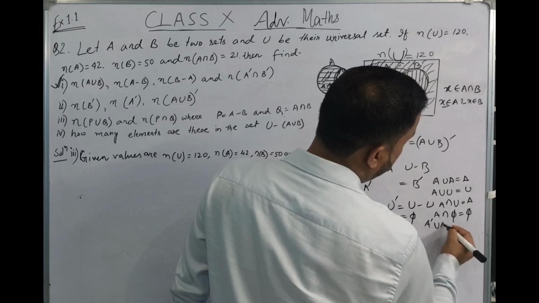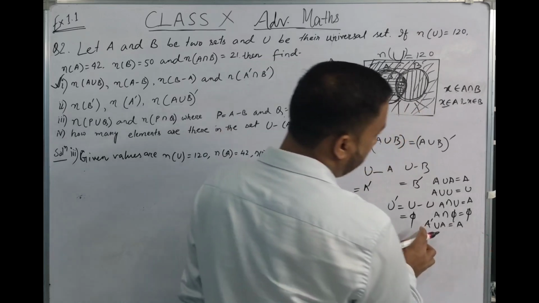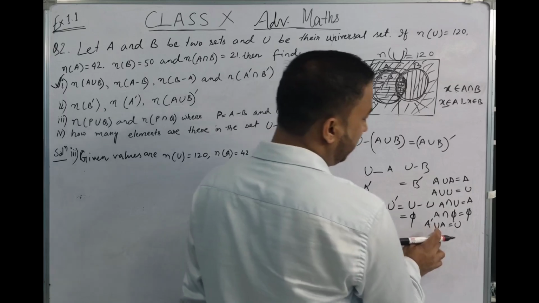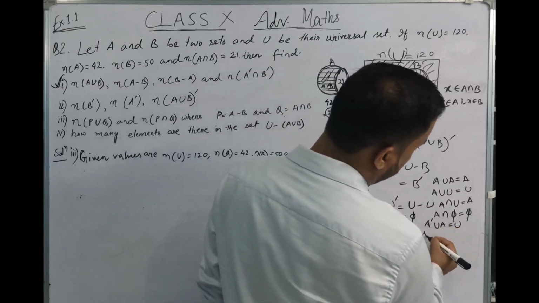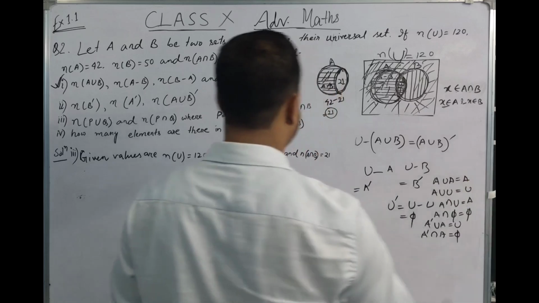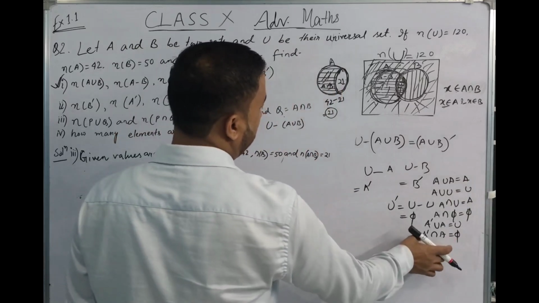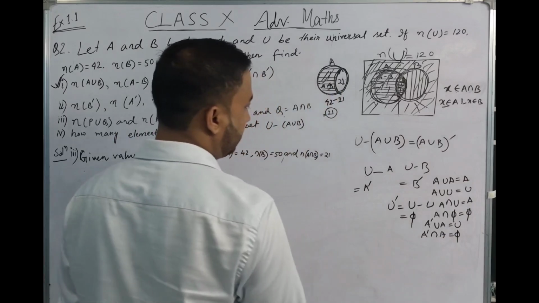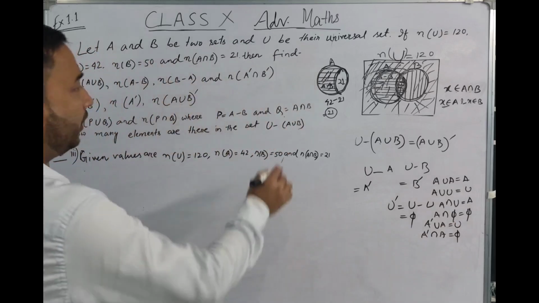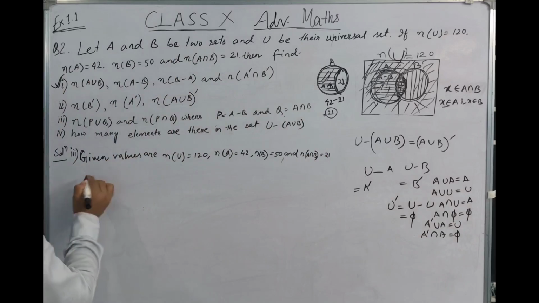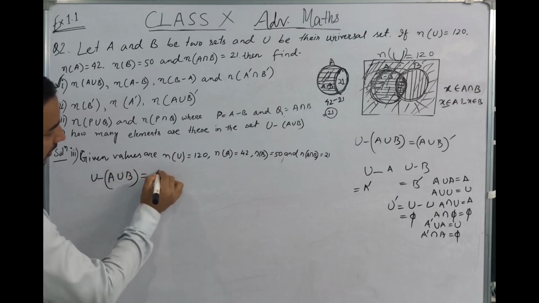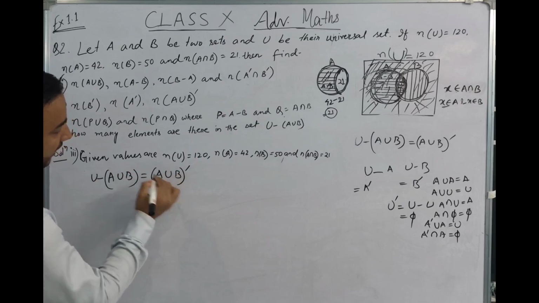A complement union A equal to what? A complement union A equal to U, and A complement intersection A is equal to a null set. These all things were there in class 9 as formulas. Okay, laws of sets. These operational laws are also applicable to the sets. Now U difference A union B is equal to A union B complement.